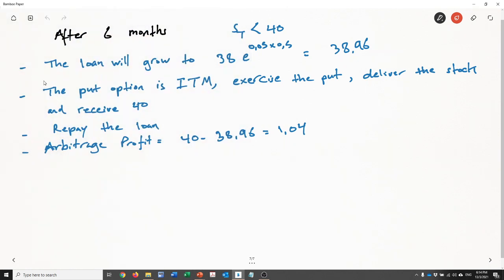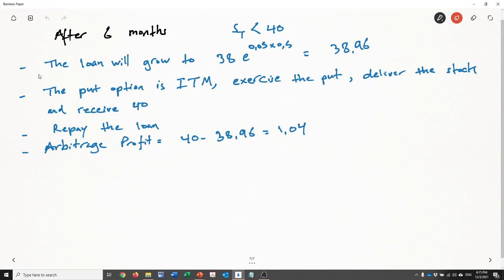After 6 months, what are the possible scenarios? Also, since we are dealing with options, either the option will be in the money or out of the money. Let's see the case when ST is less than 40. The loan will grow to 38.96. So I have to return back 38.96. But how can I do this?